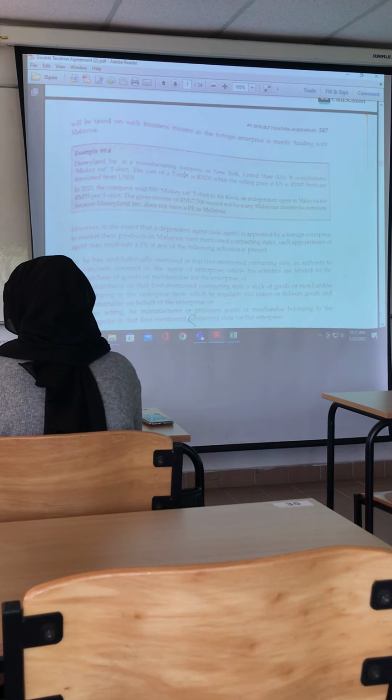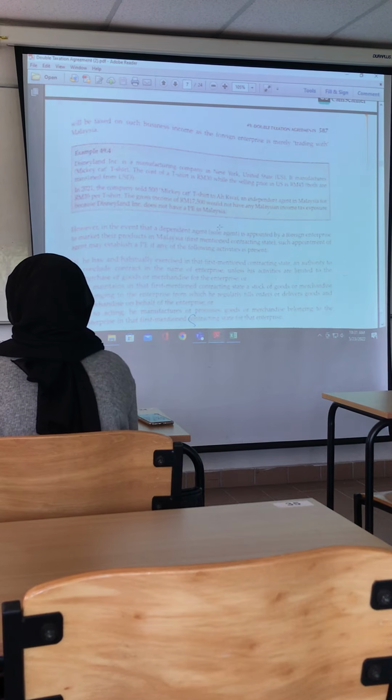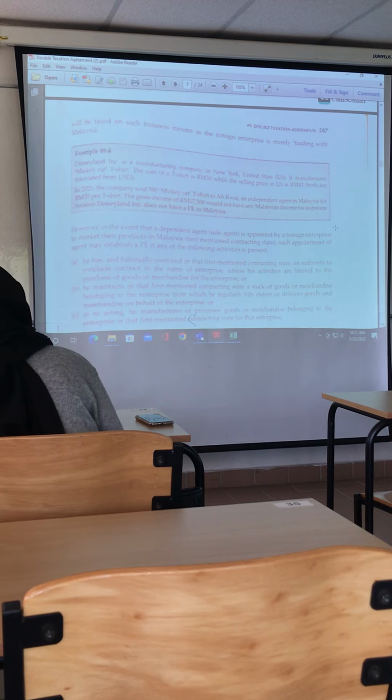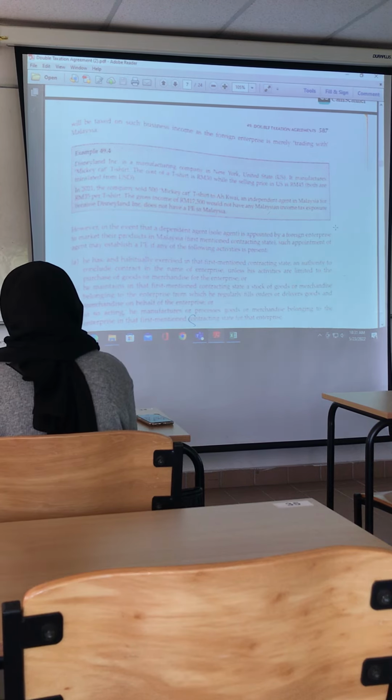Disneyland is a manufacturing company in New York, US. It manufactures Mickey Cat T-shirts. Cost of T-shirt RM30, while selling price in US is RM45. Both are translated from USD. In 2021, the company sold 500 Mickey Cat T-shirts to Ahquai, an independent agent in Malaysia, for RM35 per T-shirt. The gross income 17,500 would not have any Malaysian income tax exposure because Disneyland does not have a PE in Malaysia.